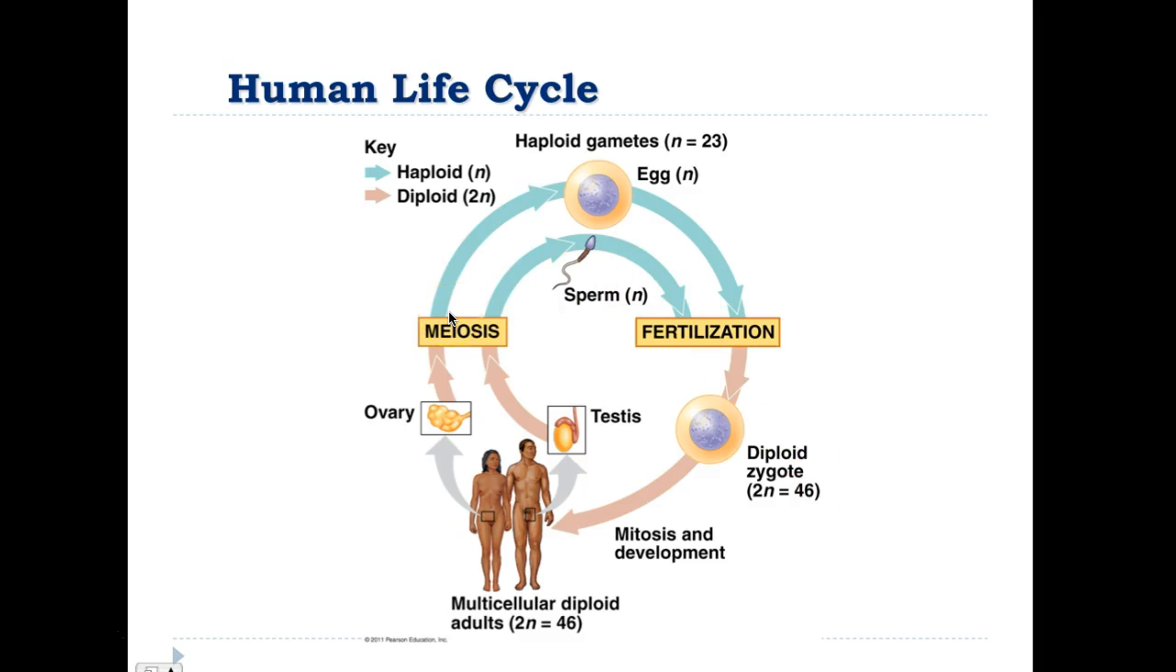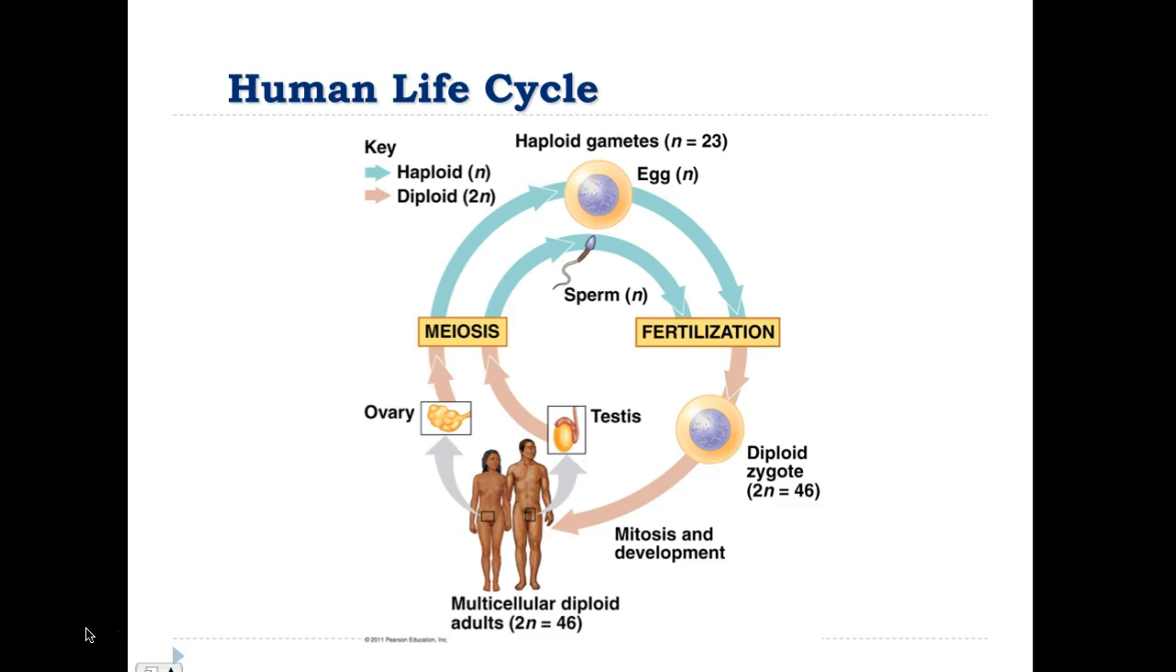In the human life cycle, you have a multicellular diploid adult, so 2n equals 46 chromosomes. And here you can see in the gonads, you have the testes for the male and ovaries for the female, which are going to produce the sex cells. The gonads will undergo meiotic cell division to produce the gametes. So in the ovary, you're going to produce the ovum, which is the mature egg. In the testis, you're going to produce haploid spermatozoa, which will later mature in the epididymis, which is the series of tubules on top of the testis.